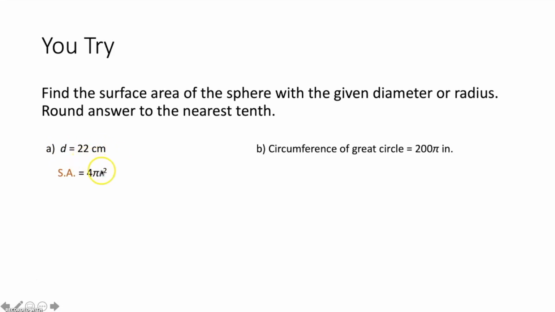So I can take 11 centimeters, plug that in for r right here. I square that and then multiply it by 4 and pi, and I get that the exact surface area of a sphere with a diameter of 22 centimeters is going to be 484 pi centimeters squared.